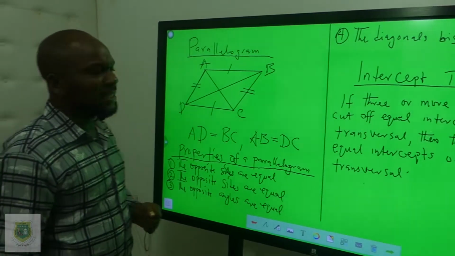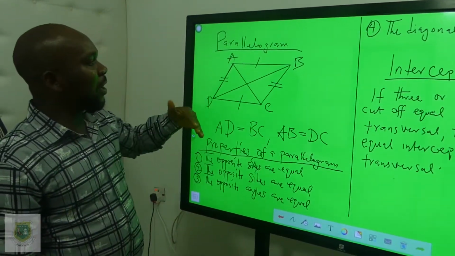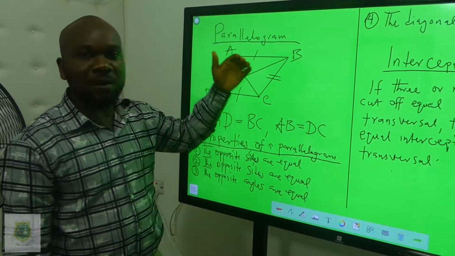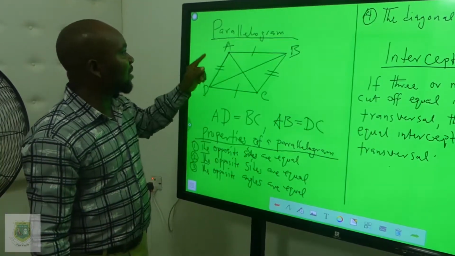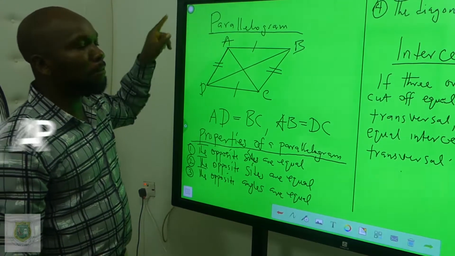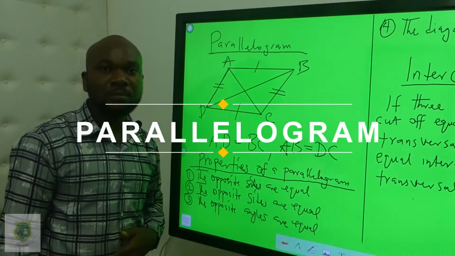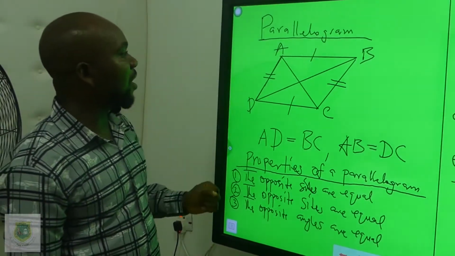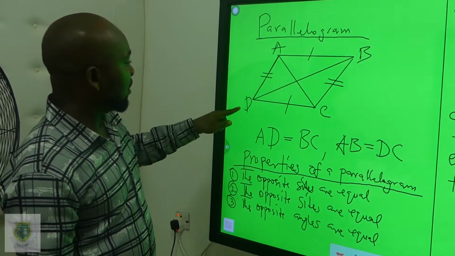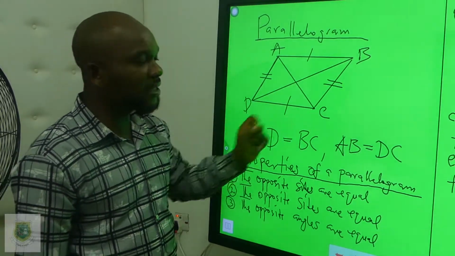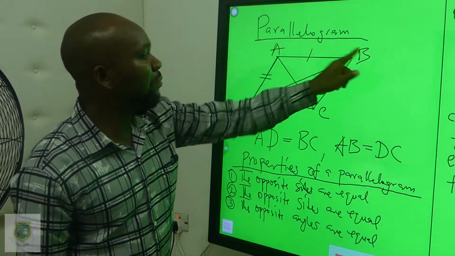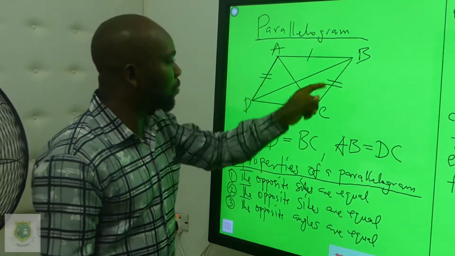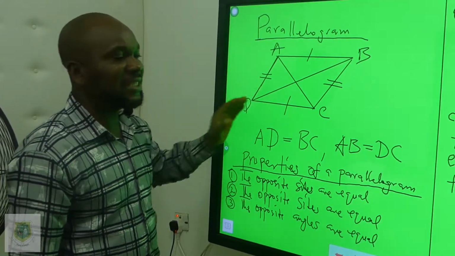Then the second part, I told you that we are going to look at two parts. We are through with the first part. This is the second part, the one we call parallelogram. Look at the shape of the parallelogram. If you look at this shape, see that AD is equal to BC, and AB is equal to DC. Look at 1, 1, 2, 2. These are the opposite sides.